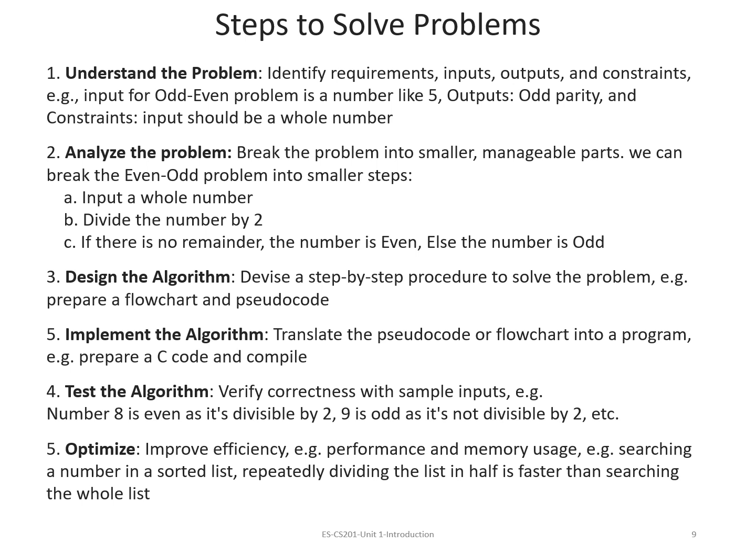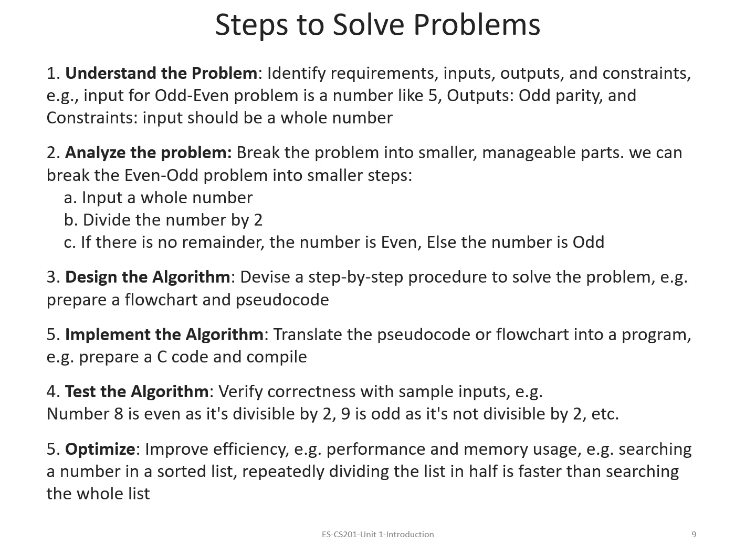1. Understand the problem, identify requirements, inputs, outputs, and constraints. For example, input for the odd-even problem is a number like 5, output is odd parity, and constraints: input should be a whole number. 2. Analyze the problem, break the problem into smaller and manageable parts.